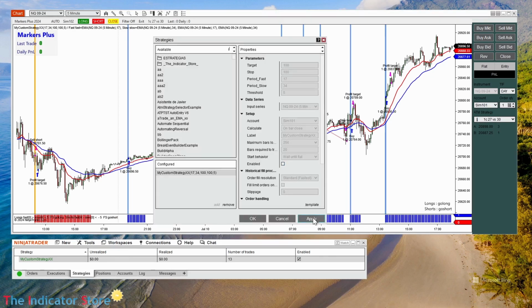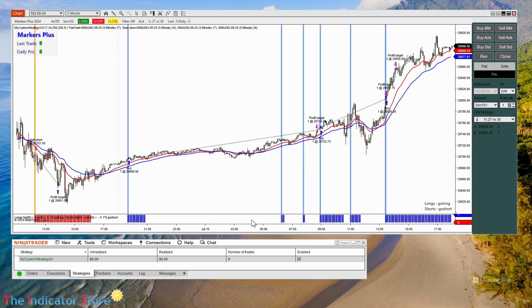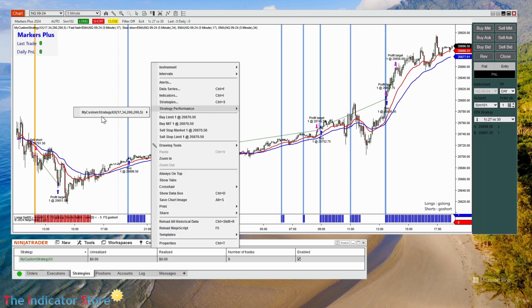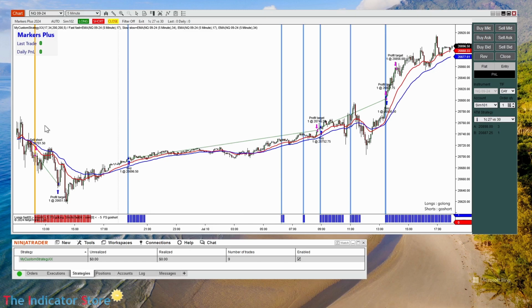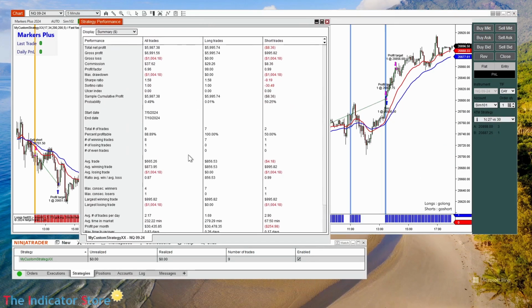Maybe with a bigger target and stop, taking into account that this is the Nasdaq, maybe 200 versus 200 is more realistic. Now we can see we have a target, a long. We are skipping two trades because we are already long. Skipping another trade here, and finally we have a target. And the performance of the trades on the chart now is excellent.